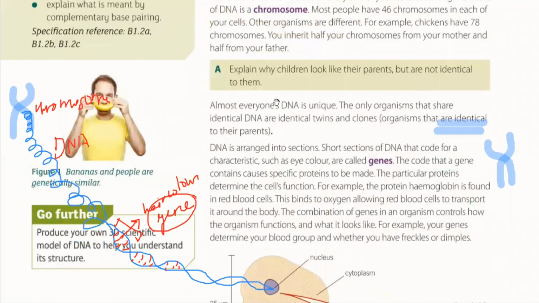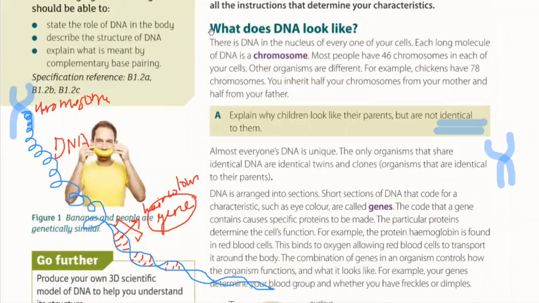Let's check what our book is saying about it. Students, one by one, we are looking at what the book is saying about DNA. I'm highlighting whatever the important points are. It says that the DNA is in the nucleus of every one of our cells, and that the long molecule of DNA is the chromosome.